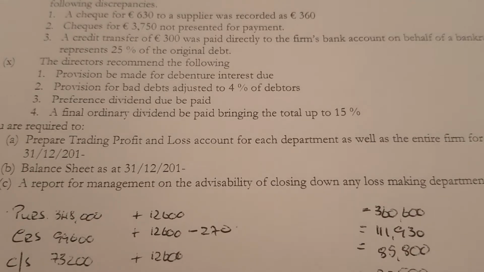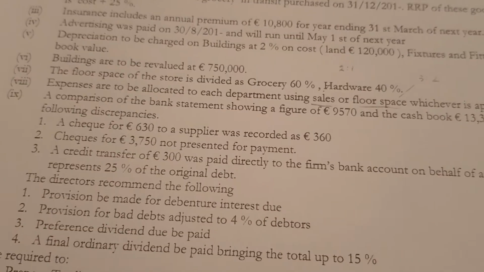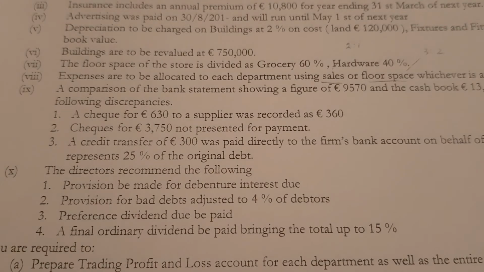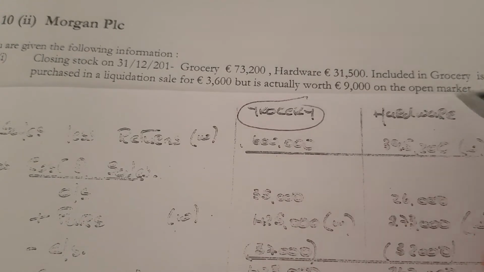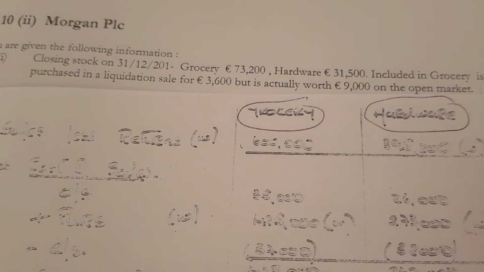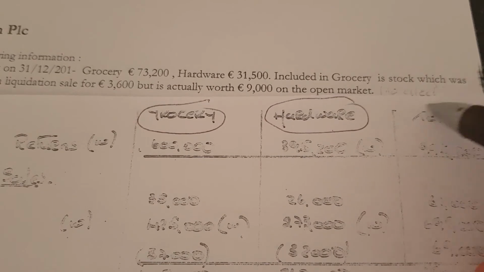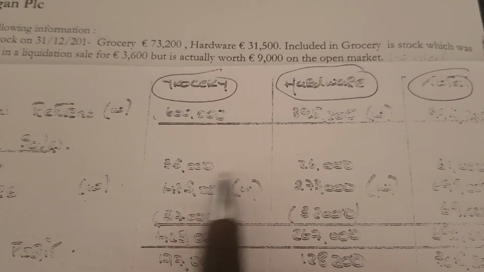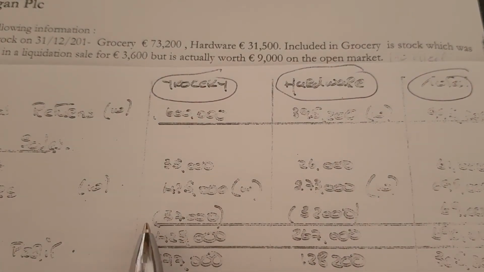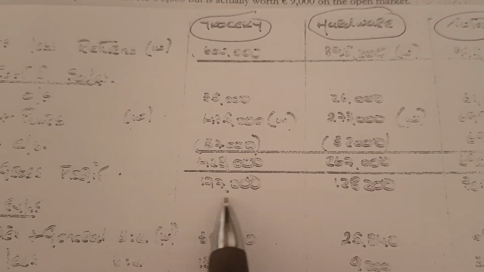And again, just to recap for you on this departmental, all you've got to do is just do three columns. Now, I know the clarity of the picture on this is not brilliant, but all you have is your groceries column, your hardware column, and your total column. And then you just get your sales minus whatever there is. You get your opening stock plus your purchases minus your closing stock, and you get three gross profits.